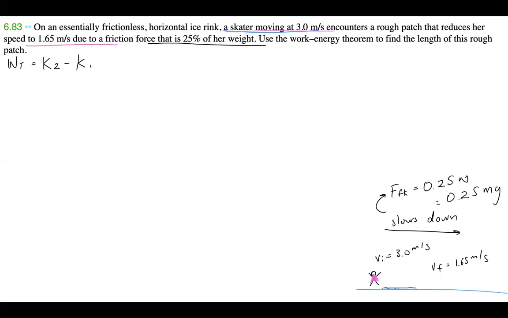So now let's write down our knowns. We have this problem where we have this ice skater, and this ice skater is starting at some speed and ends at some speed, and that's due to this force of friction, this work that's done on her, right? Because she's sort of the particle in this situation. Okay, so let's write down our knowns. And I'm just going to use a different color. Let's make it purple.